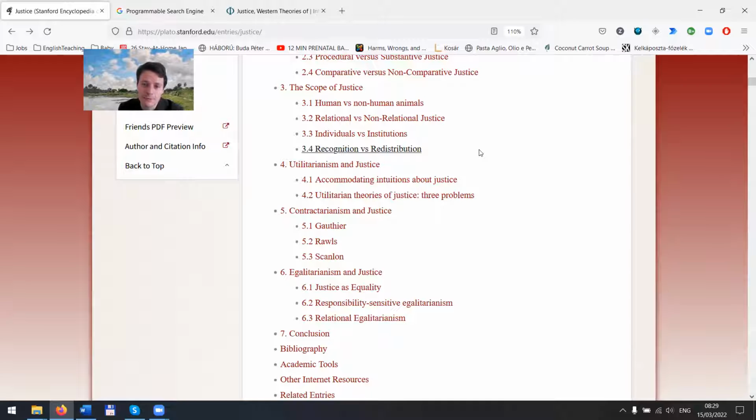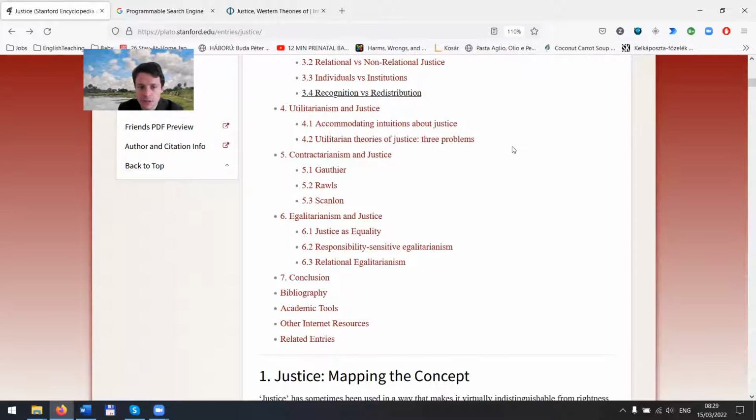Why is that kind of redistribution just? What ways are just? Is it ever just? How is it just? And so on and so on. And then there's a little bit about the 20th century, which is relatively recent. These are all Gauthier, Rawls, and Scanlon, three philosophers who have been working since the 60s and 70s and are very prominent in the US.